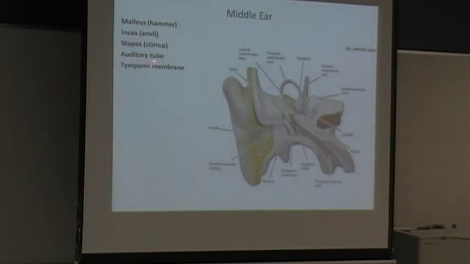The auditory tube is the eustachian tube. They use a couple of different names for it, like pharyngotympanic tube, but I always learned it as eustachian tube or auditory tube, which are the more common ones. It connects the middle ear to the throat, the pharynx.